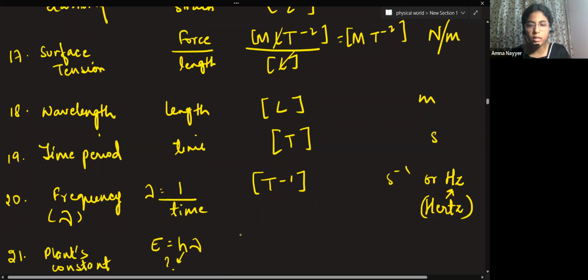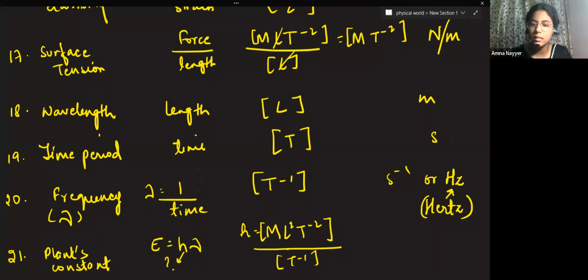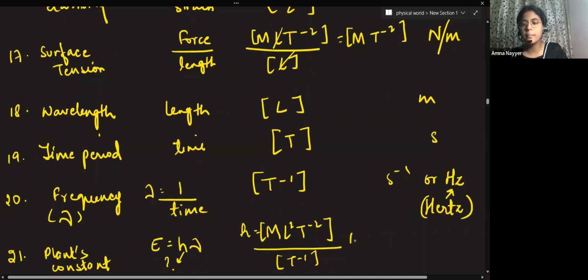See, this will simply be E divided by h. Planck's constant will be energy divided by frequency. Energy we had seen was m L to the power 2, t to the power minus 2, divided by frequency. Frequency is t to the power minus 1. So when t goes up, that becomes plus 1. So this is m L to the power 2, t to the power minus 1.